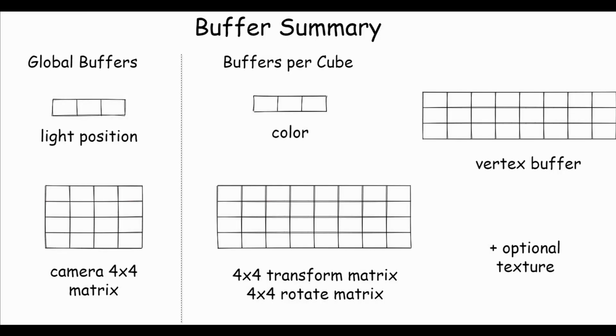So with that we can summarize that we have two global buffers, one for the light position and one for the camera transformation matrix. This buffer data is updated every frame. And then we have buffers per cube. The color and the vertex data is uploaded only once, while the matrices are updated every frame. Optionally, we want to upload a texture for the cube. This is also done only once.